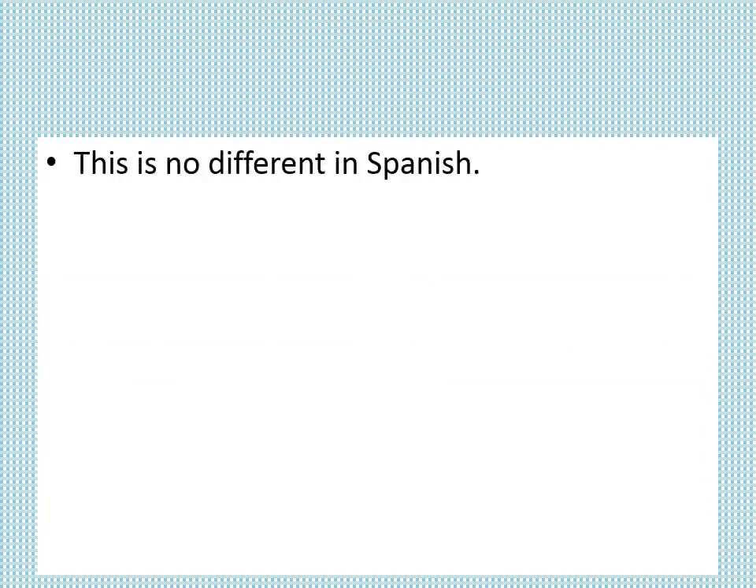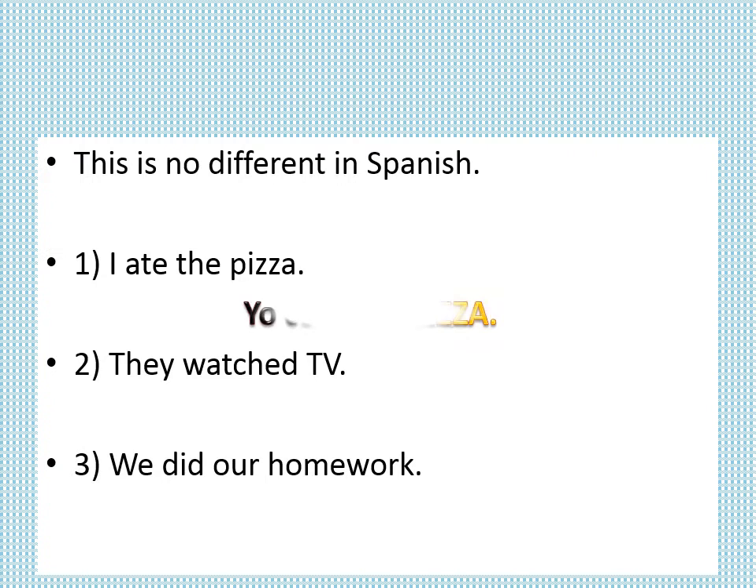All right. This is no different in Spanish. A direct object is the exact same thing. It's the noun that receives the action of the verb. In Spanish, it's the same thing. So if I wanted to say I ate the pizza, I'd say yo comí la pizza. There you go. La pizza is still the direct object.